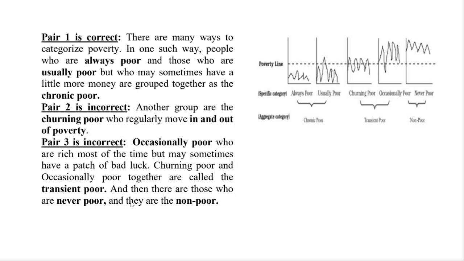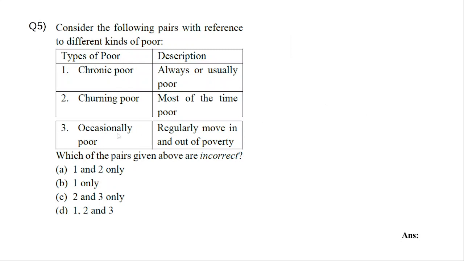And then there are those who are never poor, and they are called non-poor. So what is transient poor? Transient poor is a combination of churning poor and occasionally poor. For example, during Corona, suddenly there was no demand for many items. Many business people, for example hotels, who under normal circumstances do good business, had to shut down because of an unforeseen event. That you can say is occasionally poor. And once Corona is over and they are back in business, they could be good again.